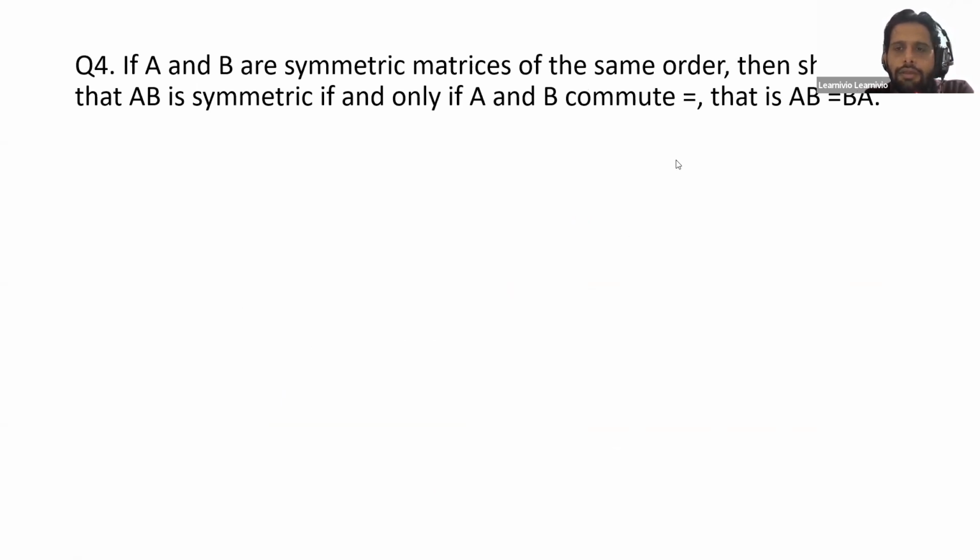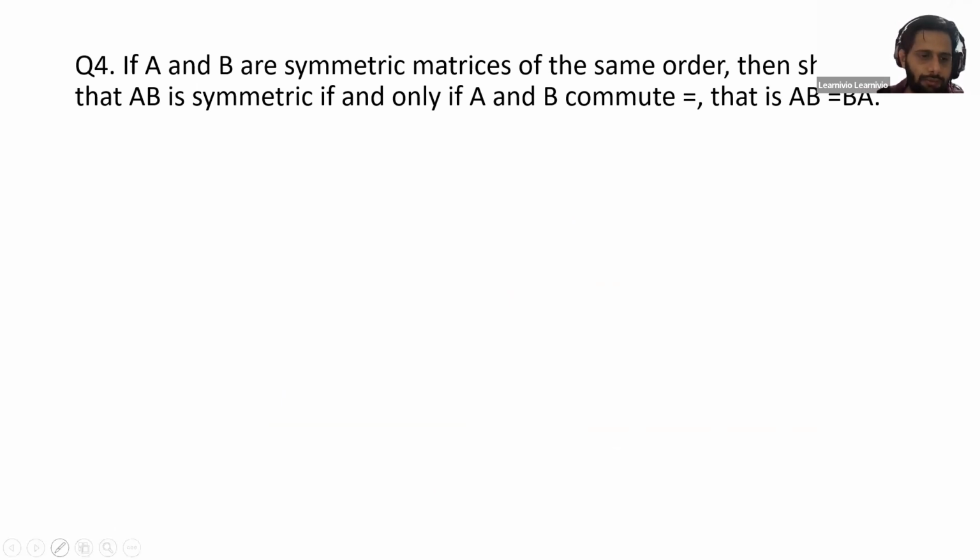Then we do the next type of question. In the question, it is given that A and B are symmetric matrices of the same order. Then show that AB is symmetric if and only if A and B commute. Okay. So what does this mean?